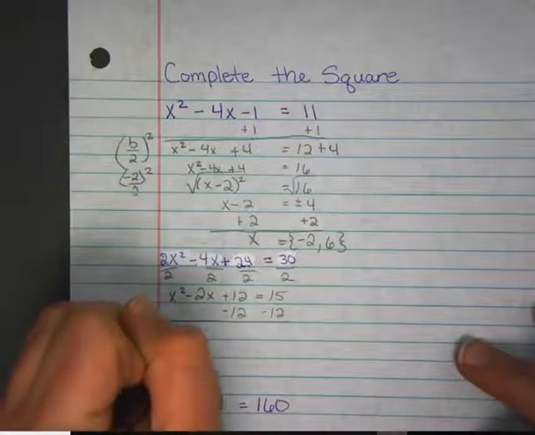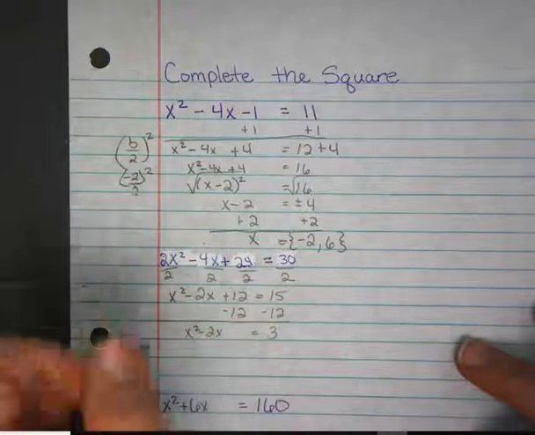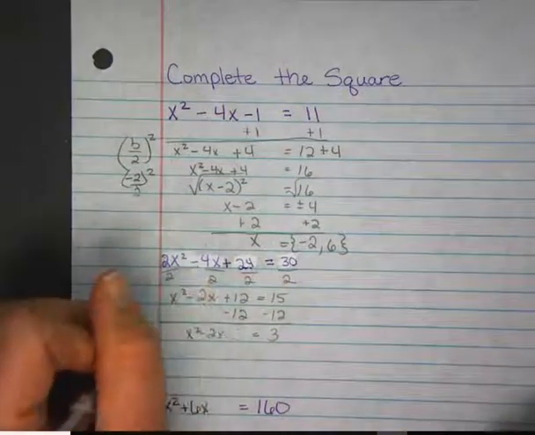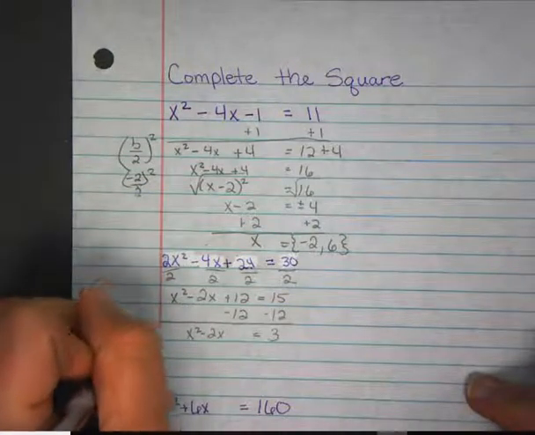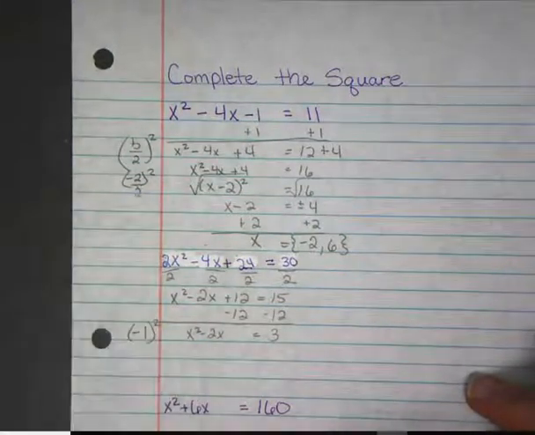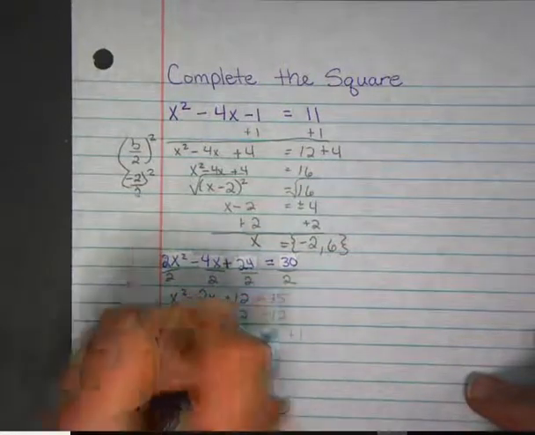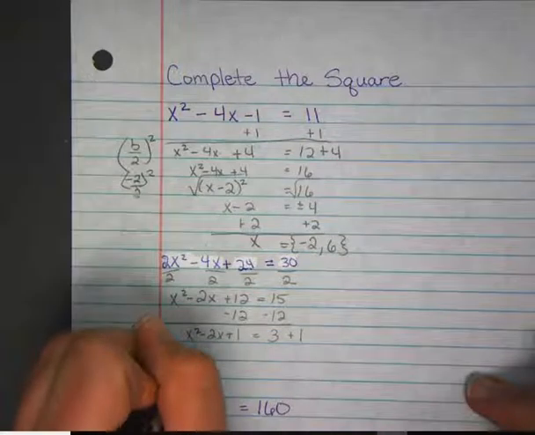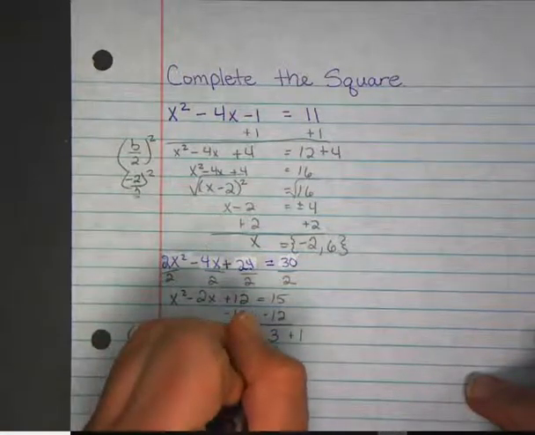So that gives me x squared minus 2x equals 3. And I'm going to add half of b. So my b over 2 becomes negative 1, and we square that. Negative 1 squared is positive 1. So we're going to add 1 to both sides. That gives me x squared minus 2x plus 1 equals 4.